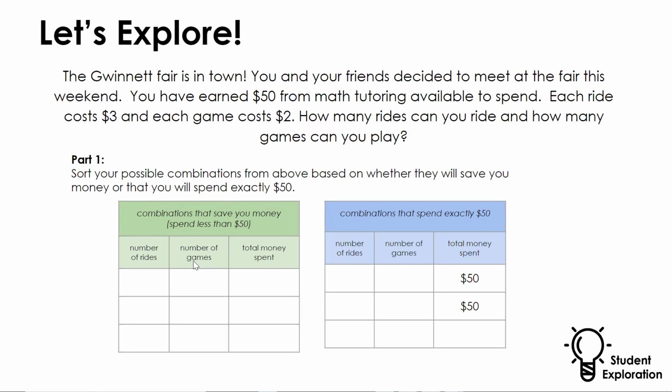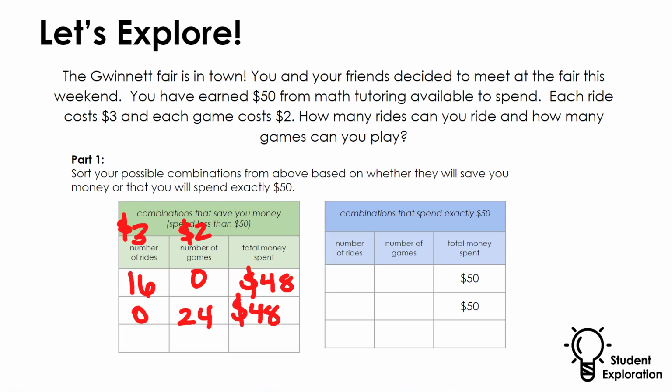So if we did 0 games, how many rides could we have in order to spend less than $50? Well, I could spend 16 rides because each one costs $3, and then the games cost $2. So this would be 0 for the number of games, and then we would have 48 total dollars being spent. Okay, what about 0, 24? Well, 2 times 24 would give us $48.